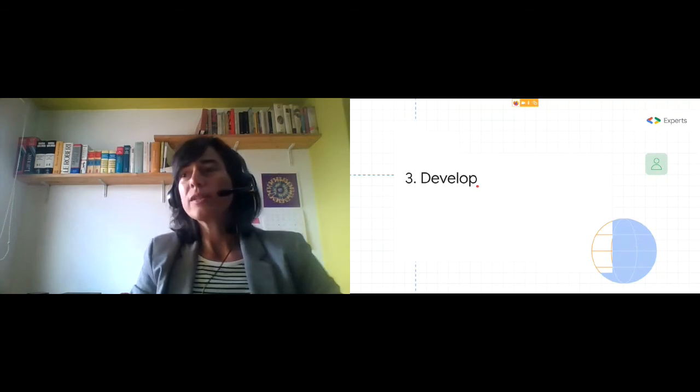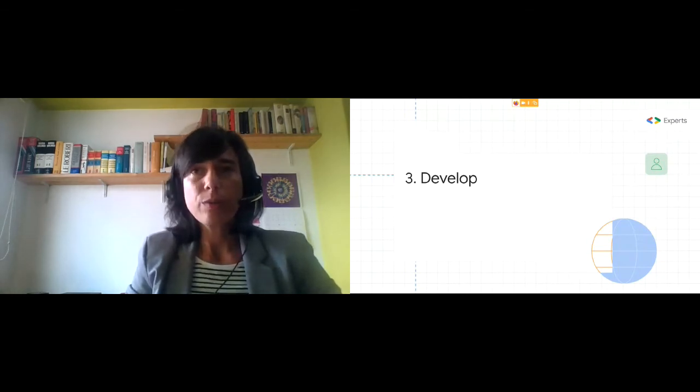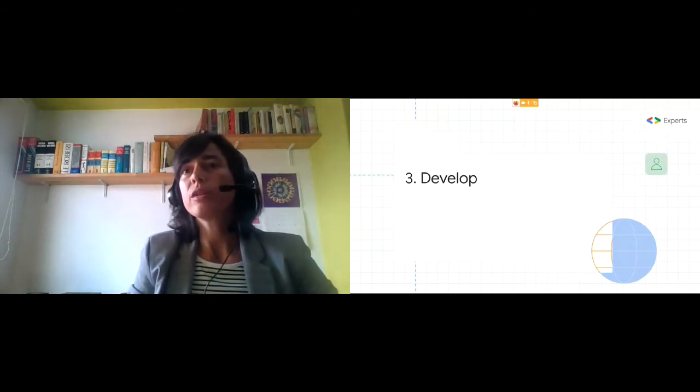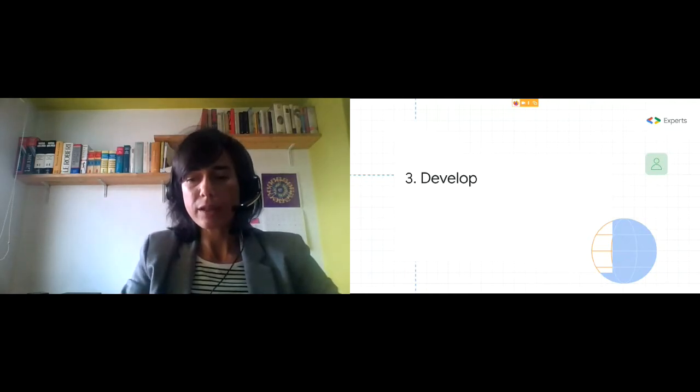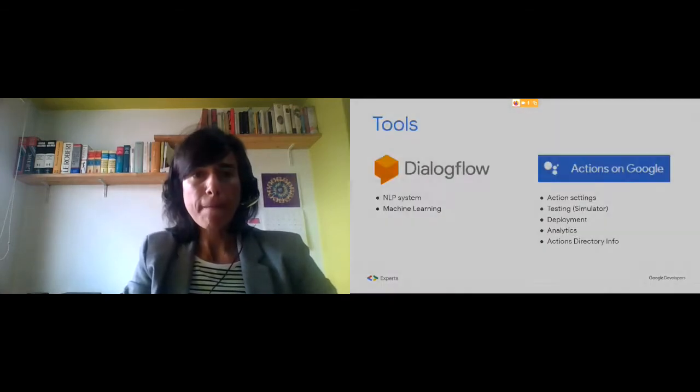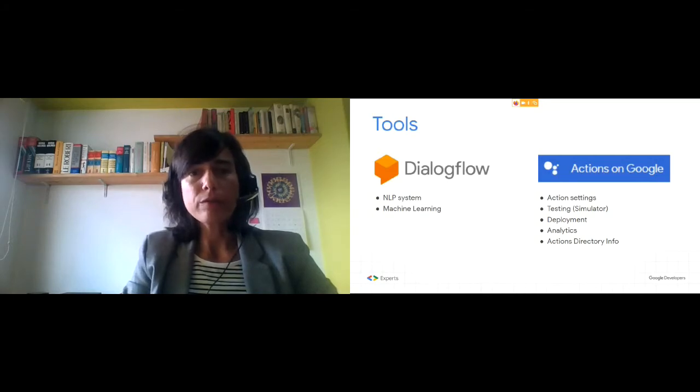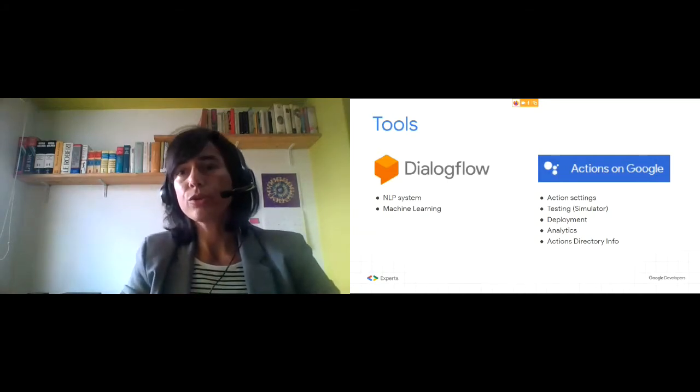Well, once we have designed our agent, we have a character, and we know exactly everything that he can talk about, then we can start to develop the agent. We are going to develop actions, and we are going to use two main tools. One of them is Actions on Google, and the other one is Dialogflow.